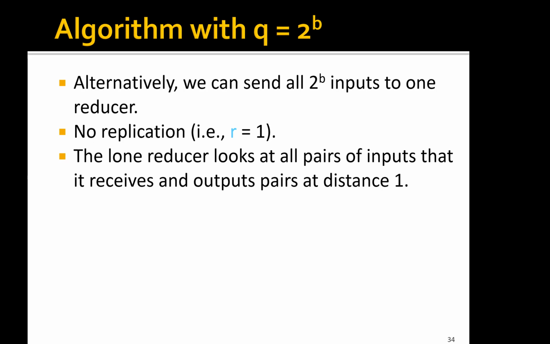Well, on the other extreme, we could basically have a serial algorithm. There you need Q is 2 to the B because there are 2 to the B bit strings. So we're going to send all the bit strings to one reducer. That is, there's only one key. All the mappers do is take their inputs and send them to this one reducer. So there's no replication at all. So R is 1, and basically there's one reducer, it does all the work. So it's really a serial algorithm.